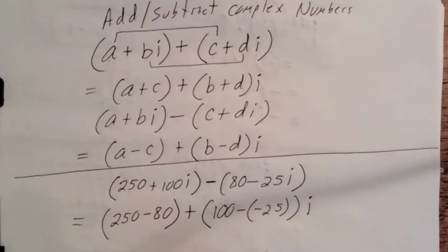Okay. Jackson, we are going over complex numbers in section 1.3. Right, 250 minus 180 is going to be what? 170. 100 subtract a negative 25 is 100 plus 25, which is plus 125. And that would be the difference between these complex numbers here: 170 plus 125i.